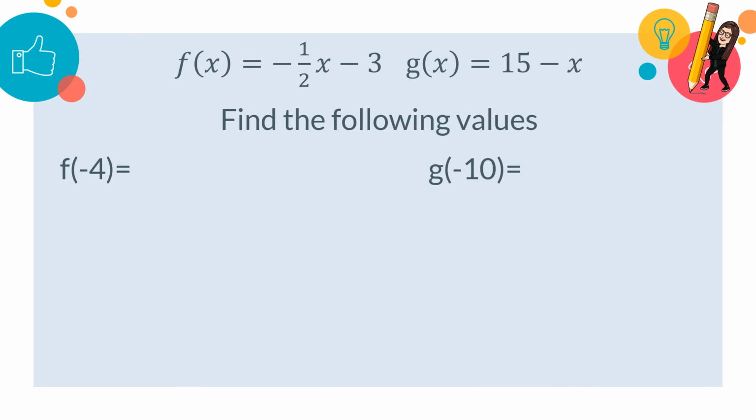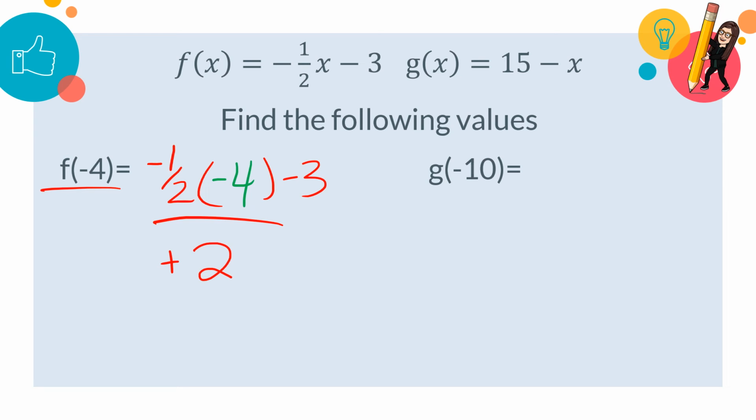Let's use those same rules and find f of negative 4. We're going to write the f rule, but instead of x, I'm plugging in negative 4. Let's multiply first. Negative half times negative 4 is positive 2. Right? Half of 4 is 2. Positive 2 subtract 3 is negative 1. So be careful with your negative rules.